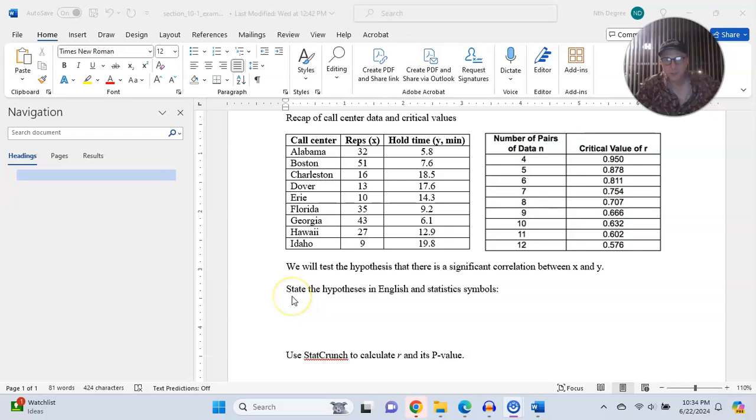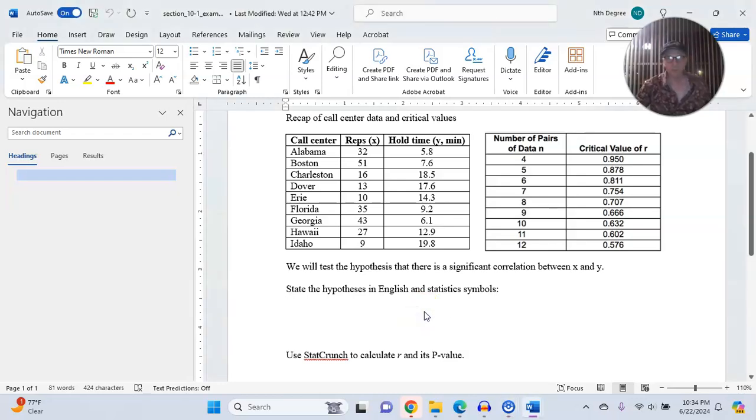The first part of the question states, state the hypotheses in English and statistics symbols. So when you refer back to your lecture notes, and as always, of course, if you want to pause the video and make sure that you can answer the question correctly before the big reveal, don't be shy about doing that. You can take all the time you want. I won't go anywhere. But let me talk you through how I would answer the question.